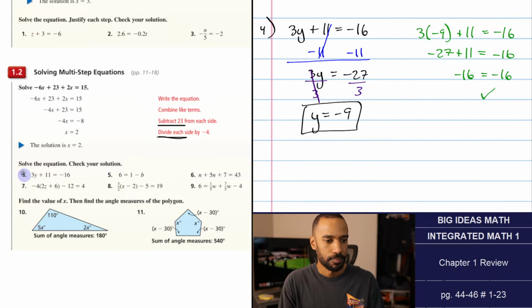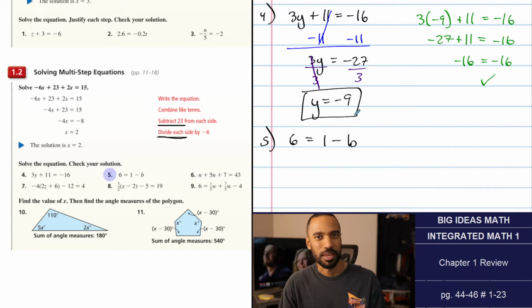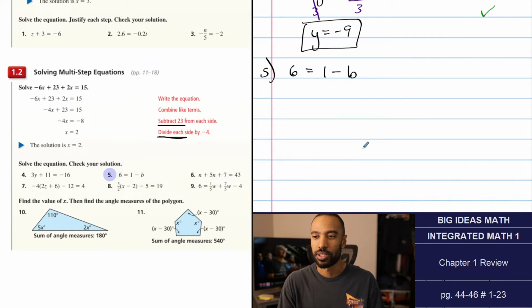Okay. Number 5. 6 equals 1 minus b. Like I complained, sometimes the S's look like 5s. Sometimes I can make my B's look like 6s. So hopefully you note that's a 6, that's a B. Okay, we're going to solve for B.